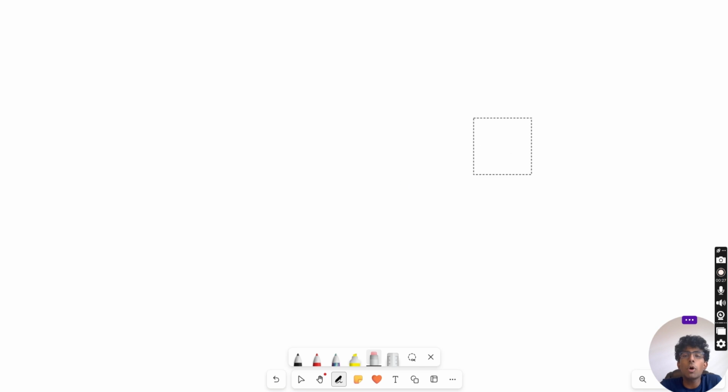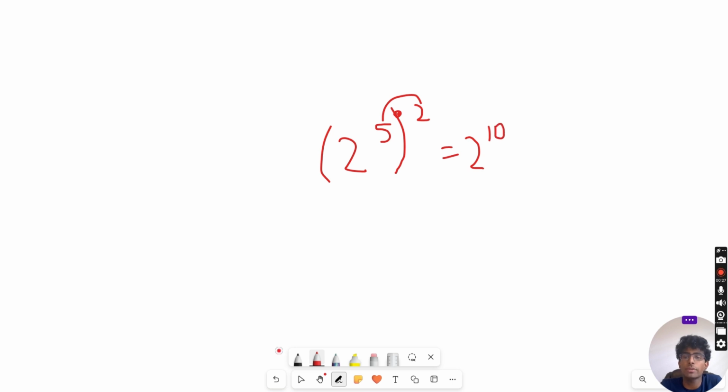All right, when do we multiply exponents together? That's when we have a power to a power. So 2 to the 5th, and let's say that to the squared power. In this case, we're still keeping the base the same, but now we're multiplying these two exponents together instead of adding them. So we're going to get 2 to the 10th power for this example.